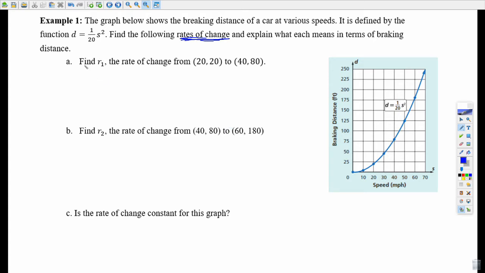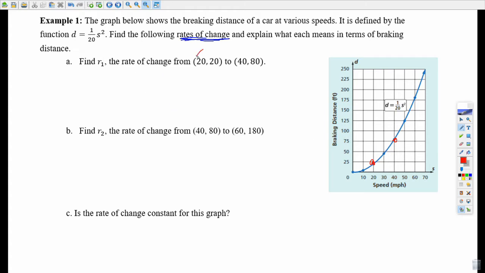Okay. So we're going to find R1. That's the rate of change from 20, 20 to 40, 80. So if you look at that, that should be on this graph here. Let's use a different color so I can see it. 20, 20 is about here. See it right there. And then 40, 80 is close to there. As you can see, this goes by 25s up here, and this goes by 10s. So we're going to find the rate of change between these 2 points.